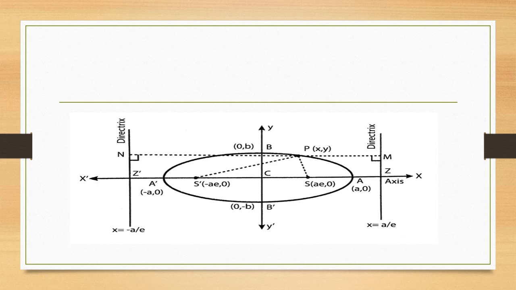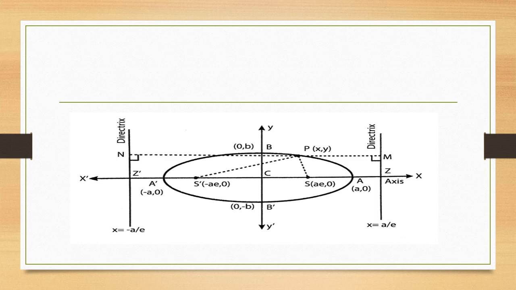So it is called the directrix of the ellipse. Now P(x, y) is any point on the ellipse. A and A dash are called the vertices of the ellipse, so it is (a, 0) and (-a, 0). And one thing you keep in mind, if the foci lie on the x-axis, then it is called the major axis. Otherwise, the remaining line is called the minor axis.